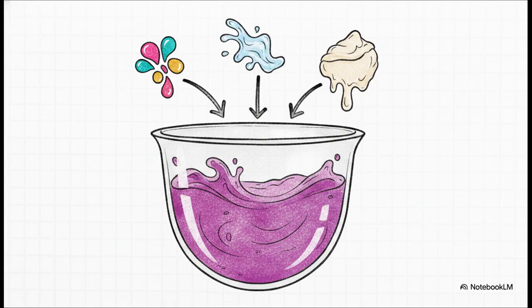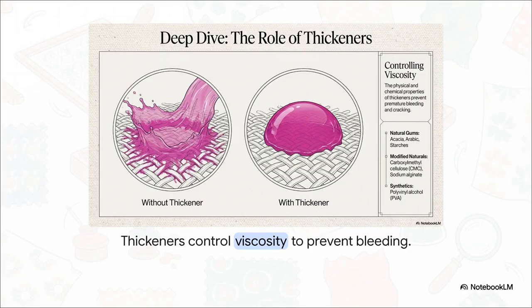But here's the catch. Water alone will just wick right through the fabric fibers like a paper towel soaking up a kitchen spill. So you absolutely need the third and most crucial element, the control. And that, my friends, is the thickener. Now, what's really interesting about this slide is the profound difference that thickener actually makes.